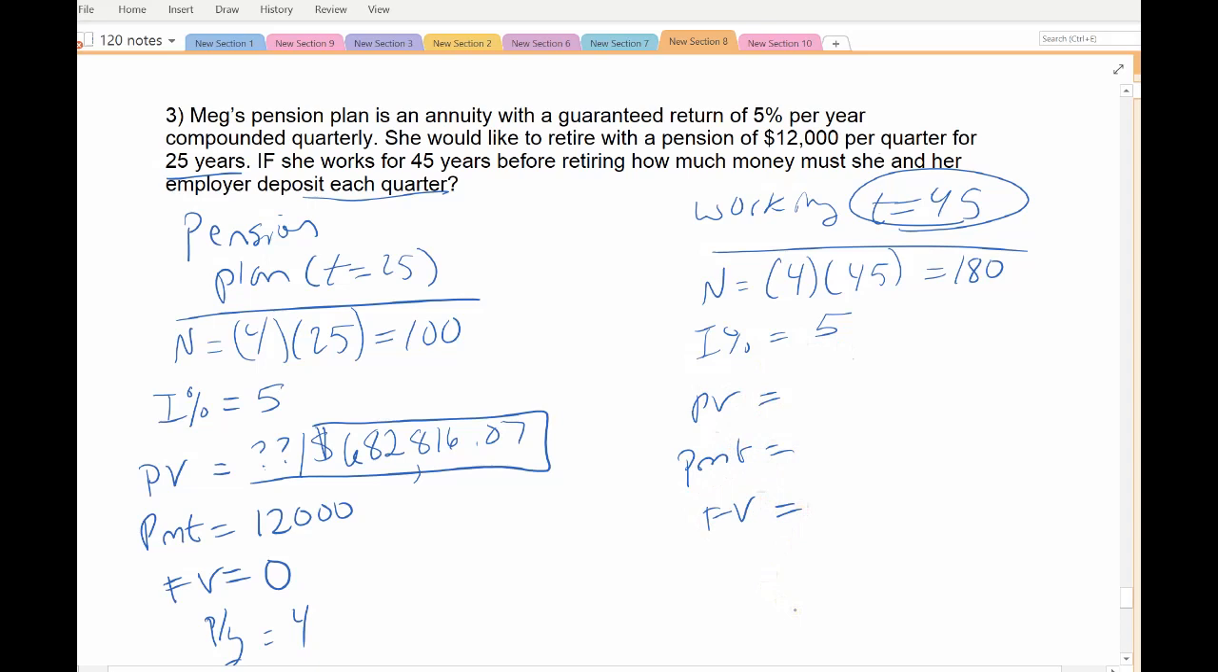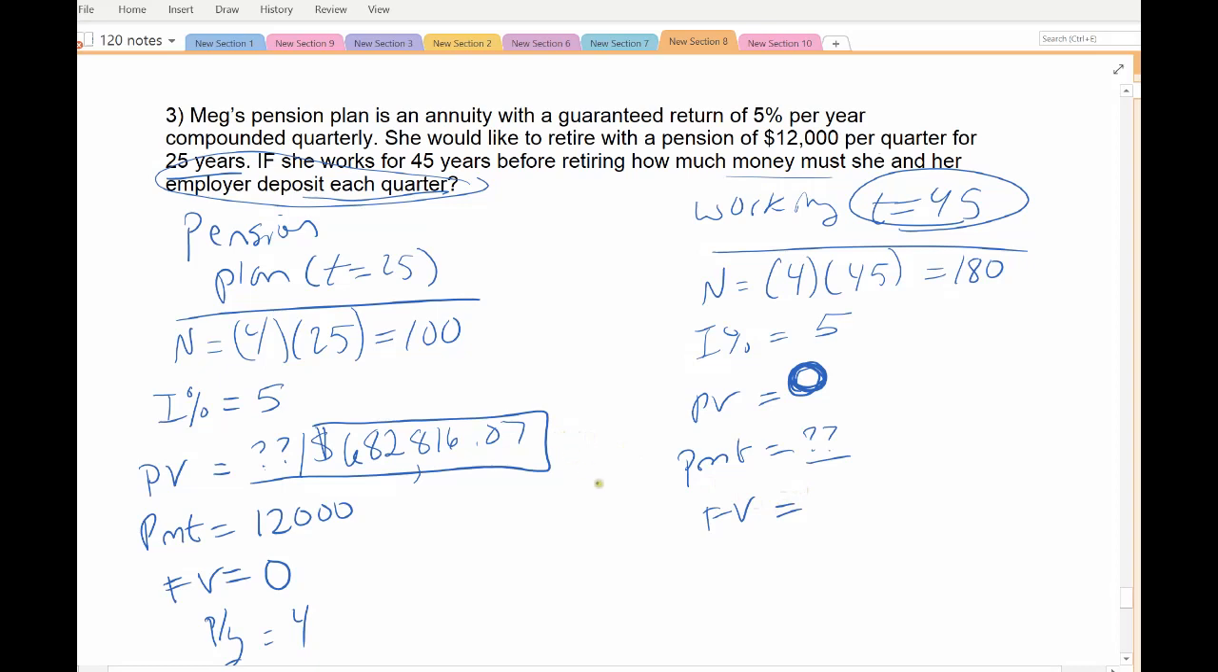So we're looking for, in the working years, how much must she and her employer deposit each quarter. And so we're looking for the payments. That's what we want to solve for. That's our final answer to the question. When you open a pension, it opens with nothing in the account. You don't have anything in your pension until you get that first paycheck. It's 0. And then when you get your first paycheck, part of the paycheck goes into your pension.